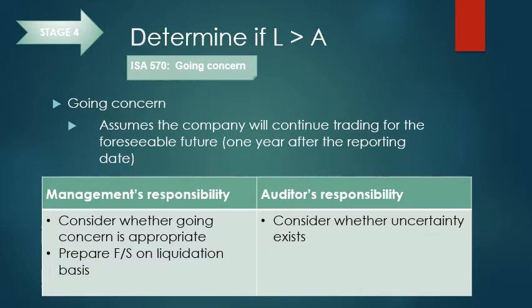If they find that going concern is not appropriate, then they need to prepare the financial statements on the liquidation basis. The auditor also has a certain responsibility when it comes to going concern, and that is that they need to consider whether there is any uncertainty that exists when it comes to the company's ability to trade for the foreseeable future, or in other words, the company's going concern.